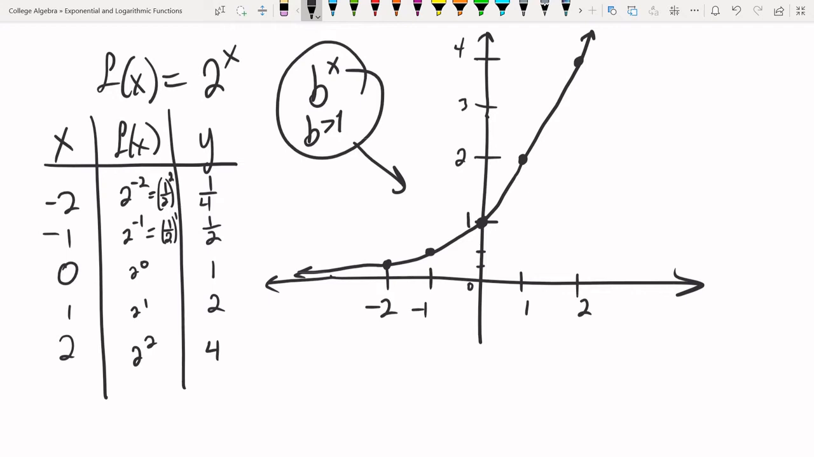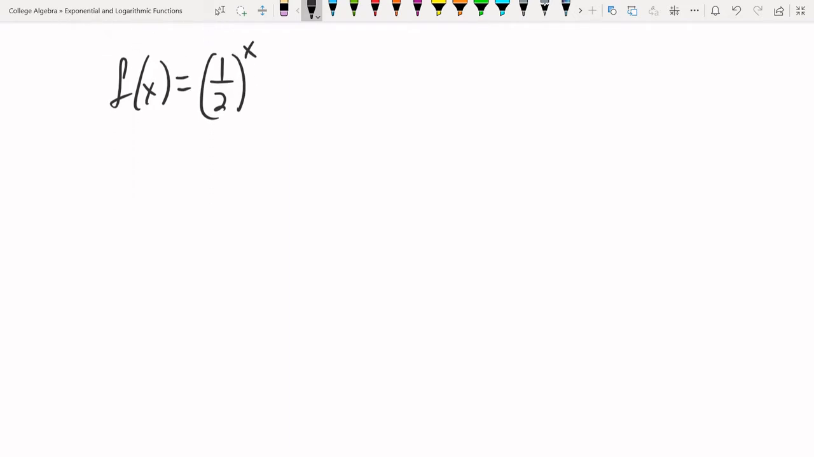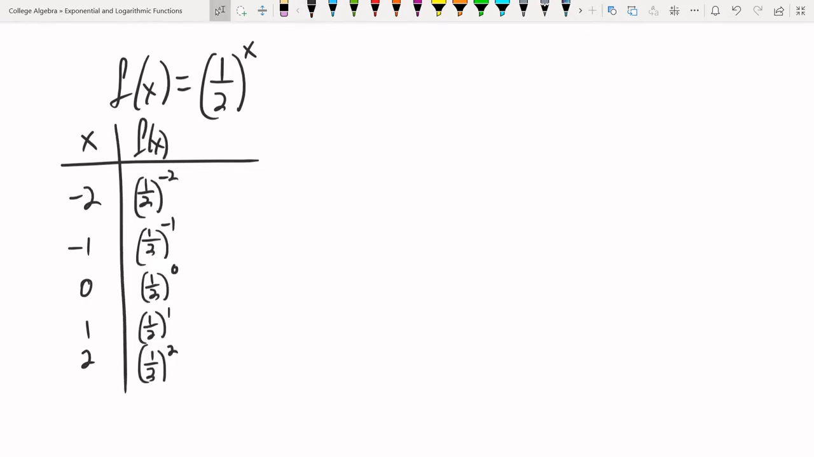All right, let's look at another one. Let's look at f(x) equal to (1/2)^x. And we'll create a table of values for this, again, using the same numbers that we used last time. So -2, -1, 0, 1, and 2. And so here I've just gotten them plugged into our functions here. The negative flips it. We get (2/1)^2. And (2/1)^2 is the same thing as 2 squared, which is 4.